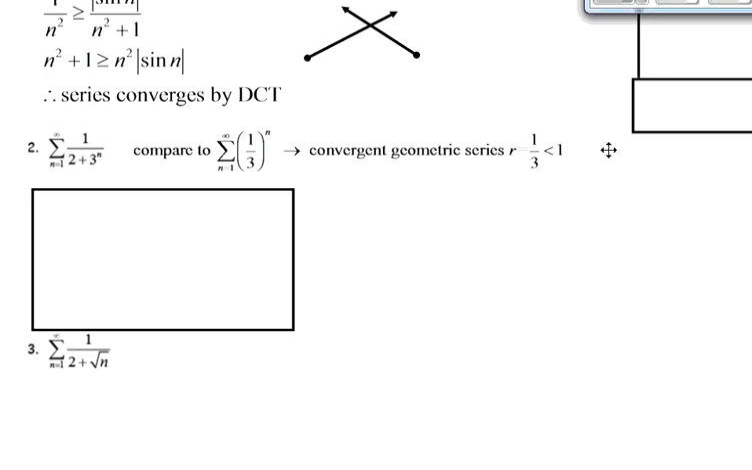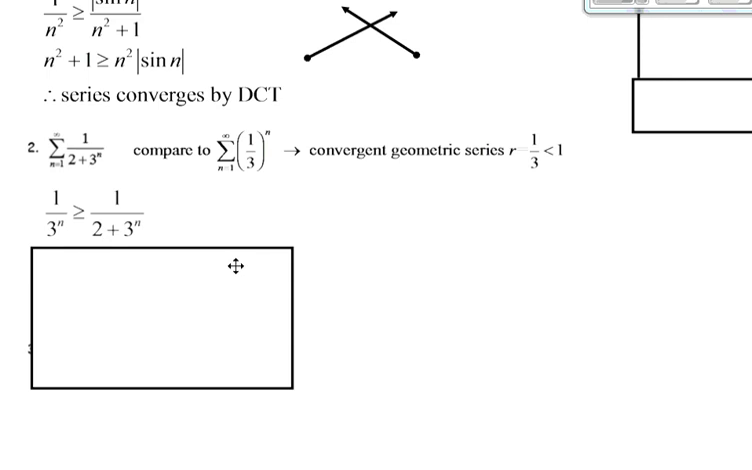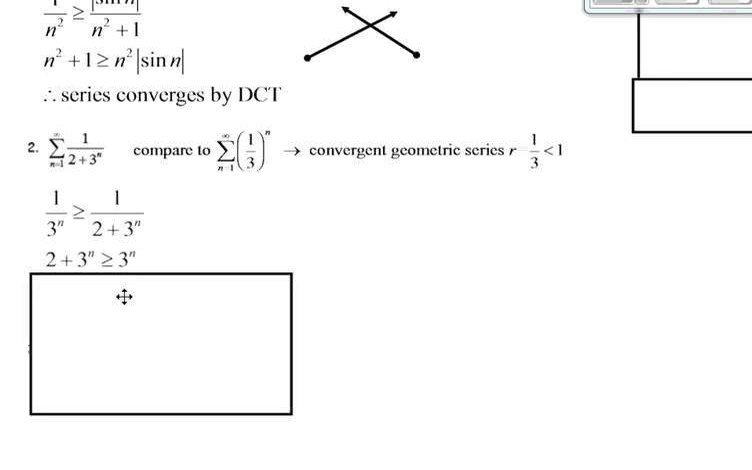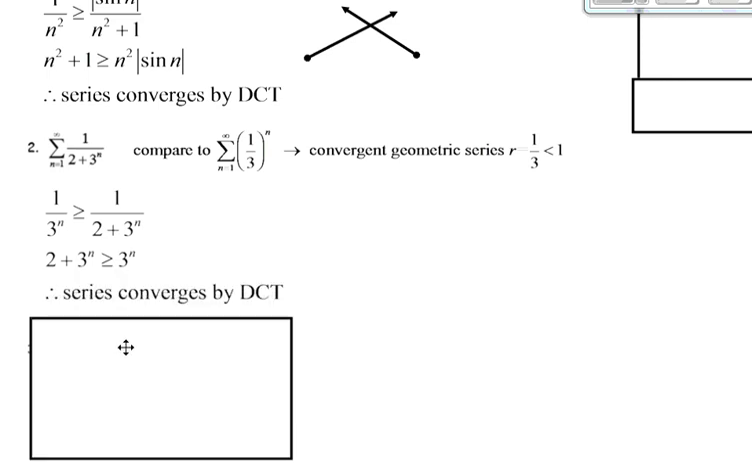So again, if we have a convergent series with a direct comparison test, we want to prove that this is smaller than 1 over 3 to the n, or 1 over 3 to the n is greater than 1 over 2 plus 3 to the n. Okay, so then if we, again, cross multiply, we have 2 plus 3 to the n is greater than or equal to 3 to the n. That's pretty obvious. Therefore, we can state that this is a convergent series by the direct comparison test.